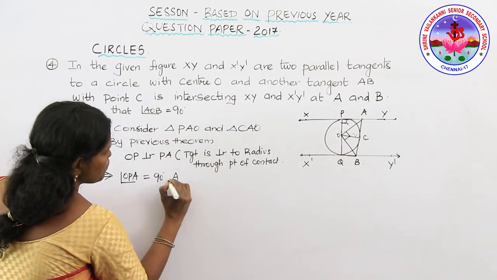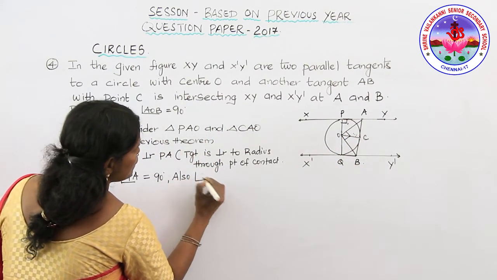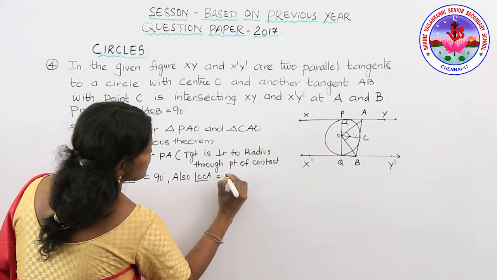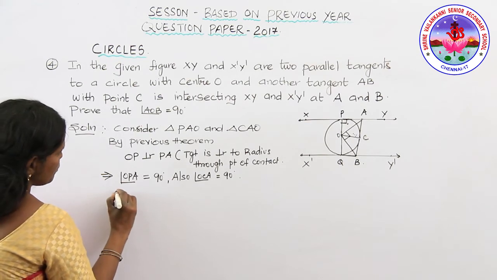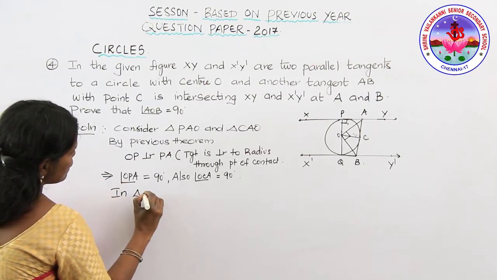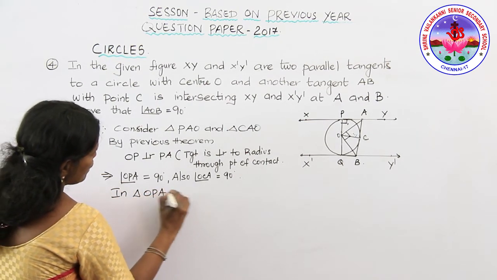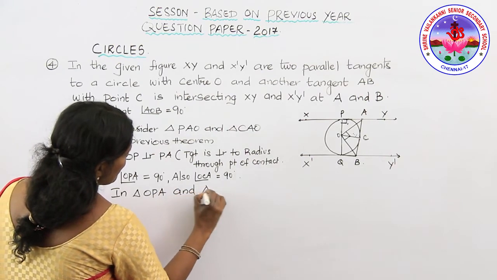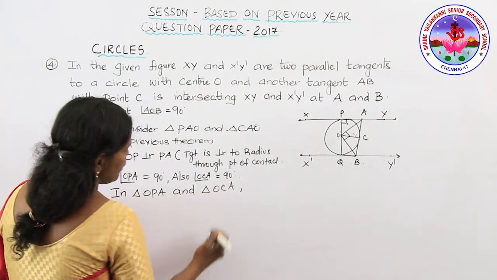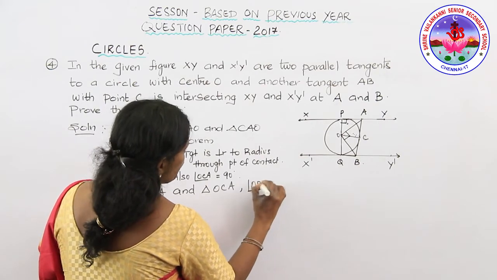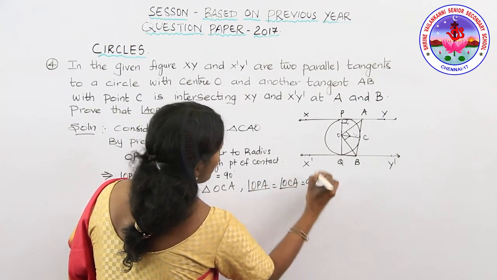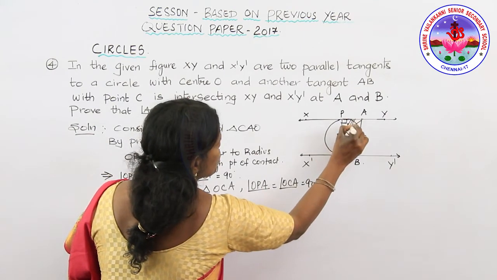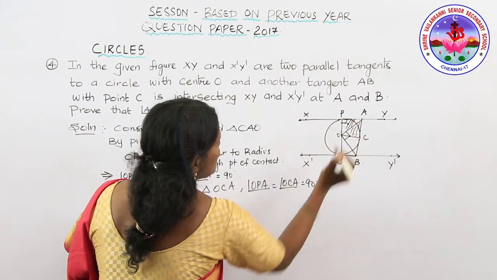So also, angle OCA is equal to 90 degrees. Now we are considering triangle OPA and triangle OCA. We know that angle OPA is equal to angle OCA, which is 90 degrees. I have taken these two triangles, shown by the shaded part.